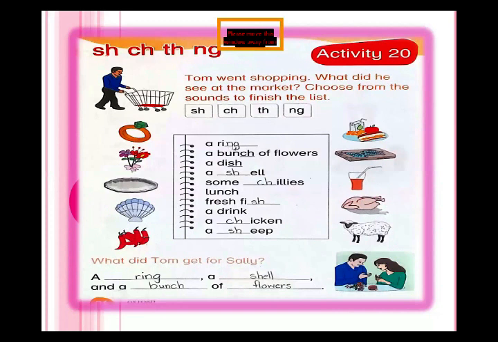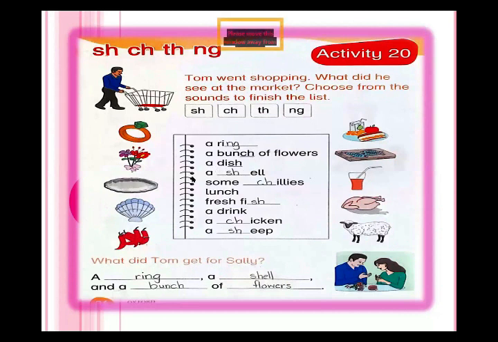The ending sound of ring is ing. So write down ng here. Now the second item is a bunch of flowers. The ending sound of bunch is cha, which is written here.